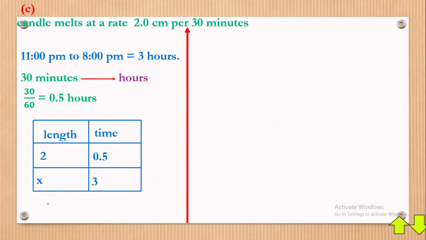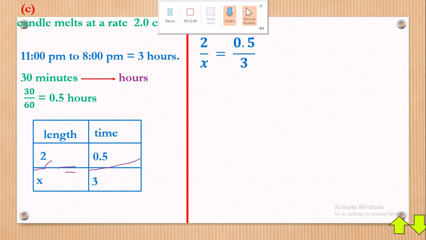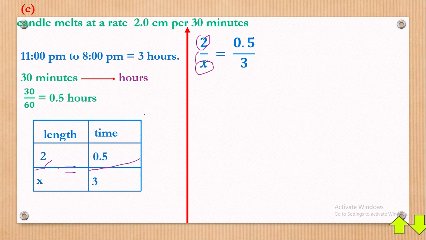You simply put a bar and an equal sign, then you equate: 2 over x equals 0.5 over 3. We calculate and get the value of x. Now we want to see, if 0.5 hours take 2 centimeters of the candle, what about the 3 hours this boy wants to read? Which length will be required? We shall compare that length with the 10 centimeters of the candle available, and we see whether it will be enough. And our prayer is that it may be enough for him.